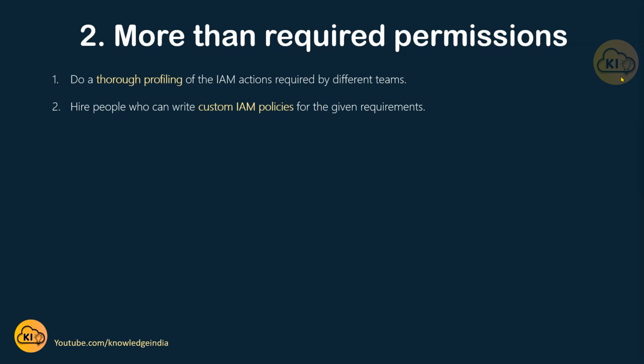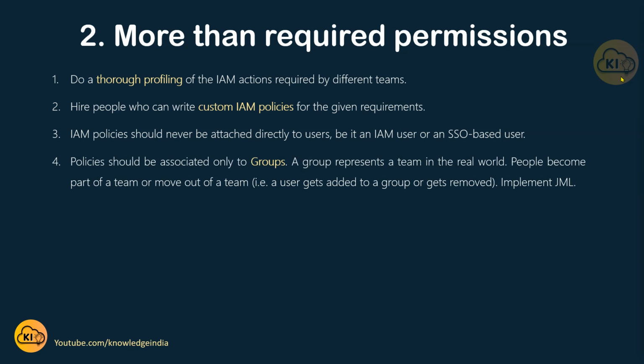Unfortunately, a lot of people actually do not pay attention to this part and hence are not able to write it very well. It's very important for your organization to be able to write fine-grained IAM policies. The next thing is IAM policies should never be attached directly to users, right? Whether we are talking about an IAM user or an SSO based user. You should never attach the policies directly to a user. Rather, it should always be attached to groups.